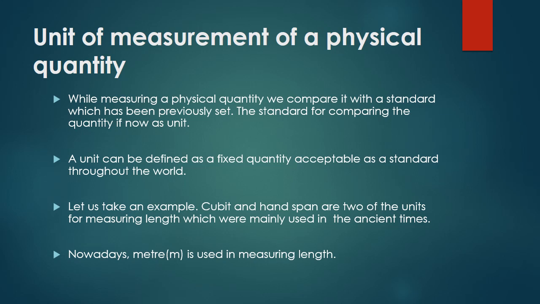So I've taken a few examples. These units called cubit and handspan are some ancient units. Length used to be measured with these units in the ancient times. Human beings used these units, but nowadays we mainly use meter for short lengths, and for long lengths we use kilometers. Sometimes there are other units like yards or something like this.